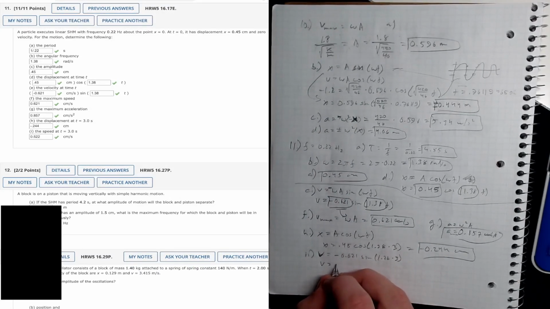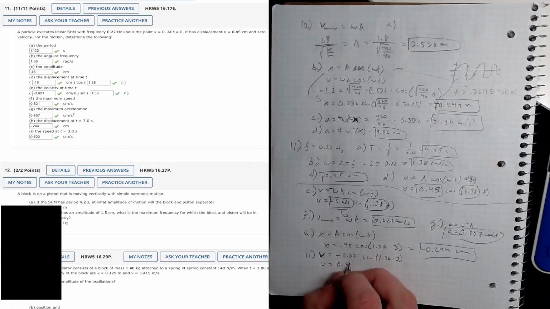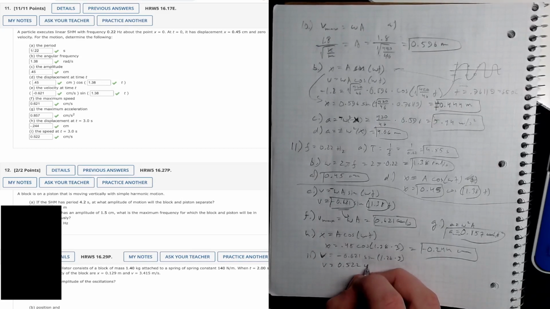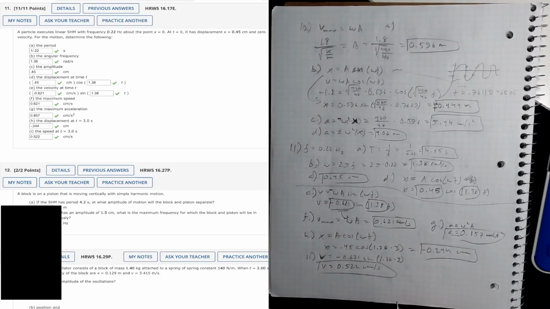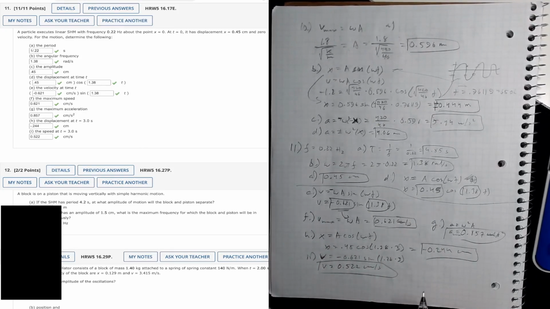Velocity equals 0.522 centimeters per second. Just like that, guys. That is 11 finished up, quick and easy.